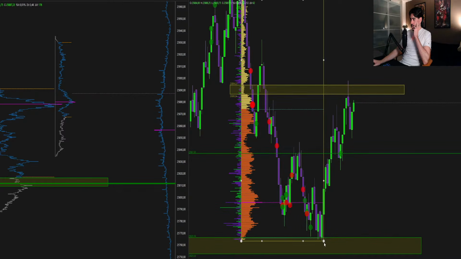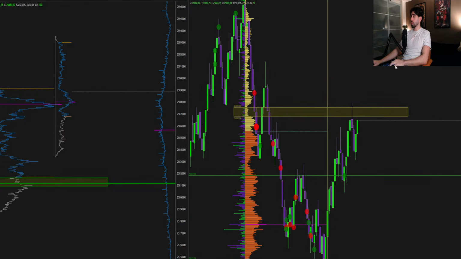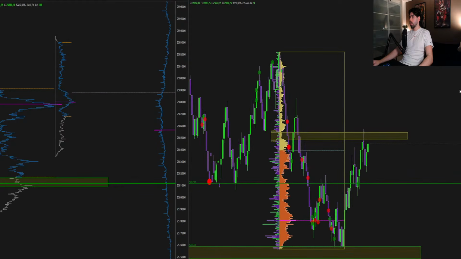And yeah, punching the wall. Yeah, I have to figure out something here. Price reacted quite good from this high volume node. Punched up.